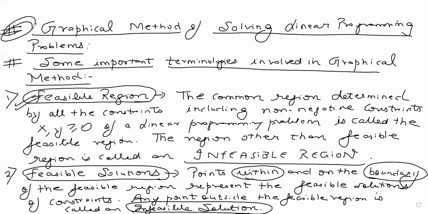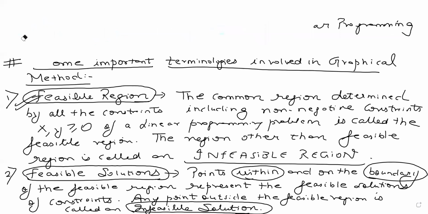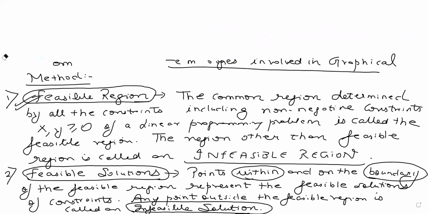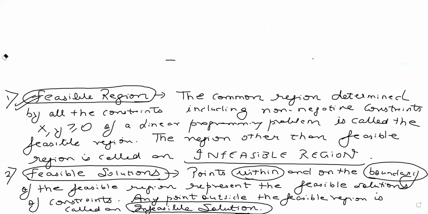I am erasing the initial part, and here comes the next term. On the top of the screen, I am writing this. The third term, optimal feasible solution.